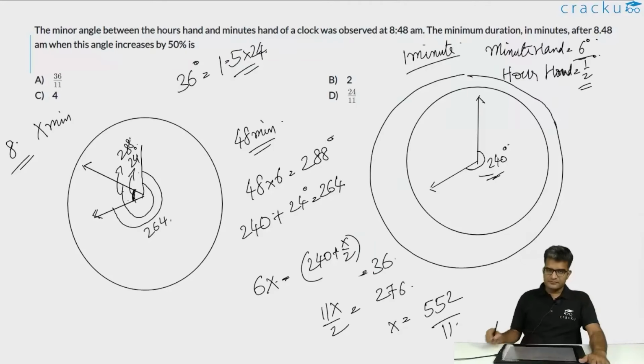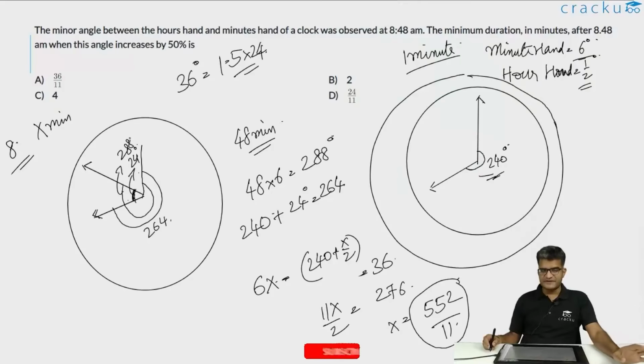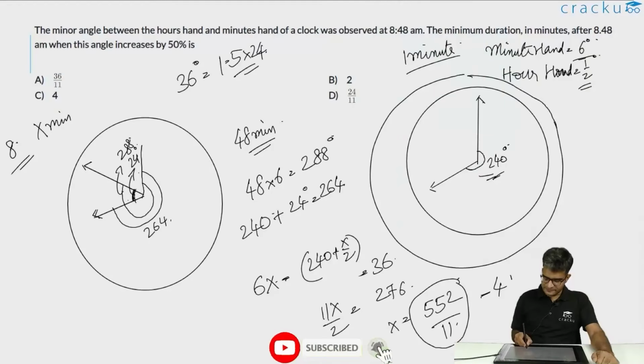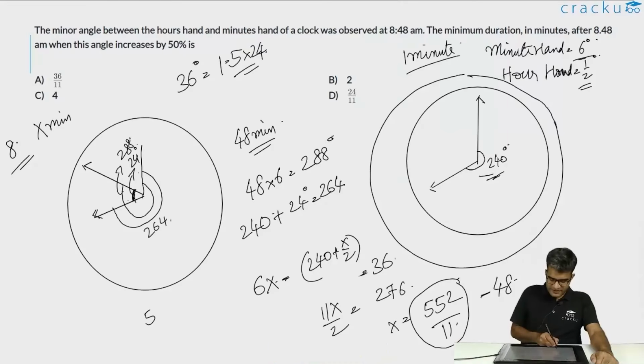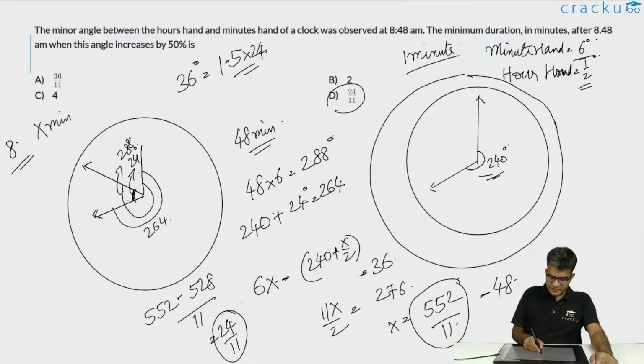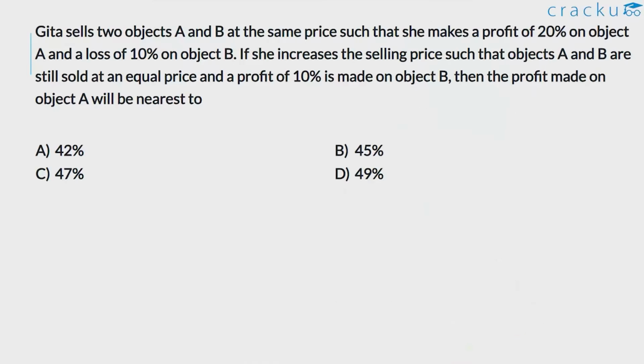So how much time has elapsed since 8:48? This will be 552 by 11 minus 48. This is equal to 552 minus 528 divided by 11, which is equal to 24 by 11 minutes. So the answer for this question is option D.